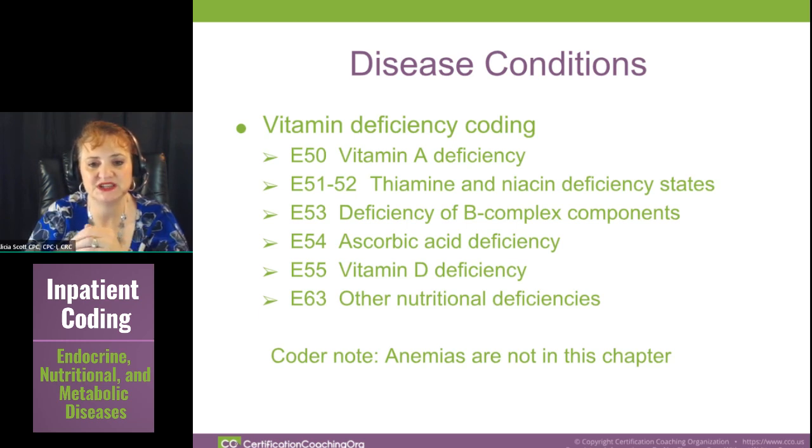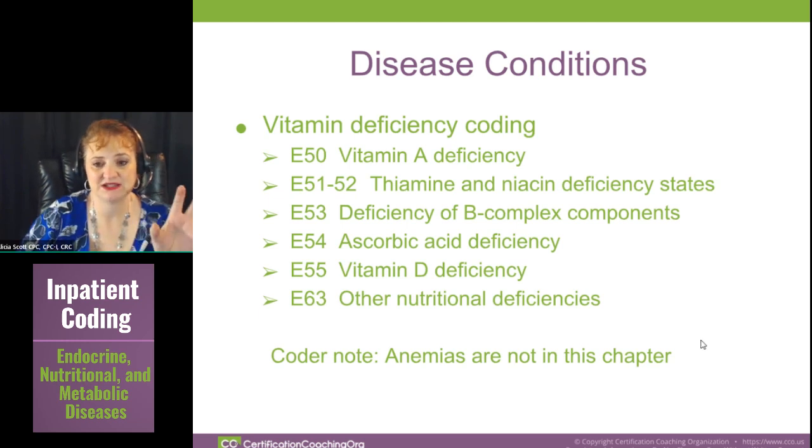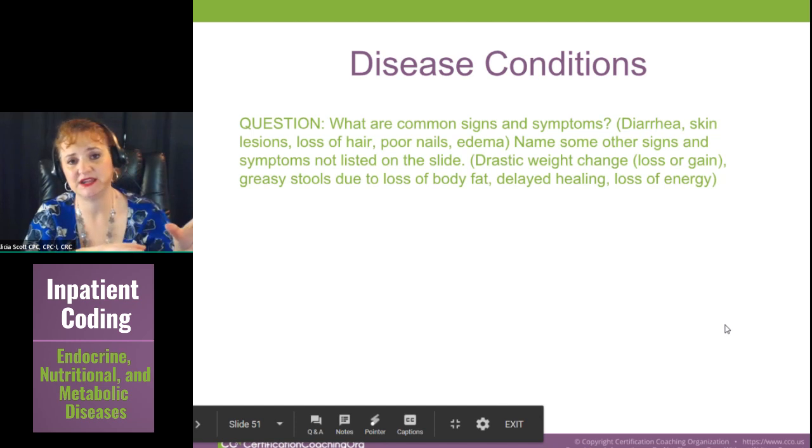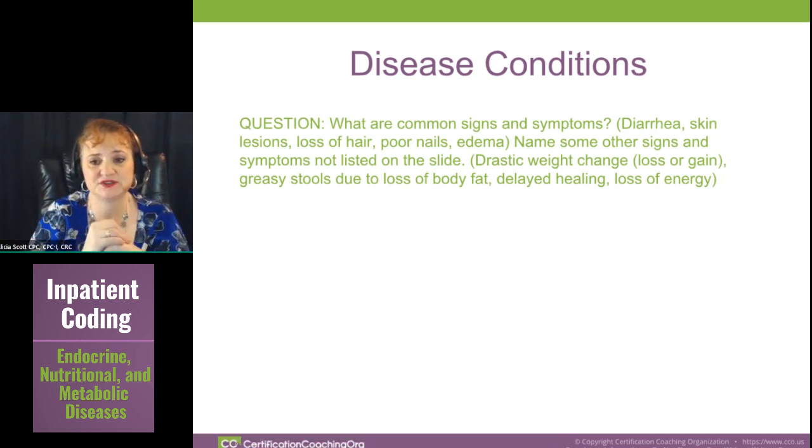E53 is going to be deficiency in the B complex. Ascorbic acid deficiency and vitamin D deficiency are all ones that you should be aware of. Anemias are not in this area, by the way. Anemia has its own area of coding. Anemia, go look in the index and see how many pages you have for descriptions of anemia. Okay, I'll just skip over that.